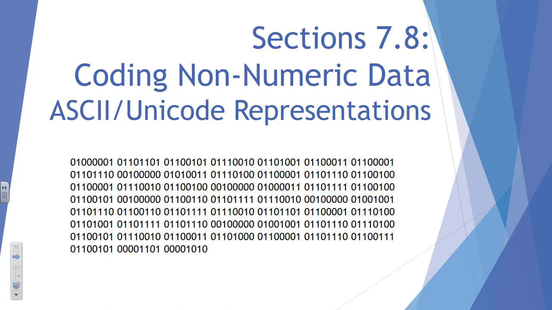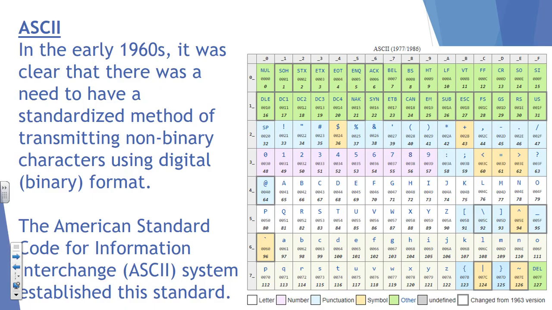In this section, we're going to look at the way that non-numeric characters, mostly letters of the alphabet and some other special symbols, can be represented using binary digits. In the early 1960s, it was becoming pretty clear as computing technology was advancing that there had to be a standardized way to represent the characters that we need to read and write in a way that computers could work with, that is to say, to put those characters into binary or 1 and 0 format.